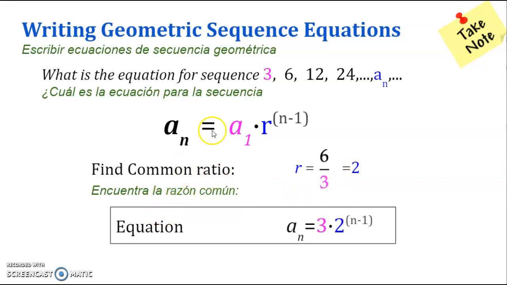Okay, and so we know what the first term value is. That's 3, so that we can substitute 3 here. And we've just figured out the common ratio to be 2. So the equation is going to be a sub n is equal to 3 times 2 to the power of n minus 1.